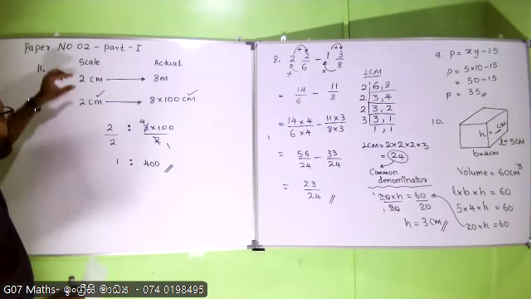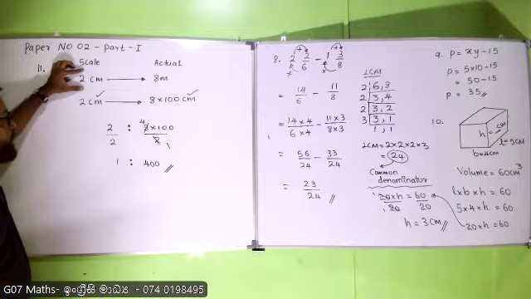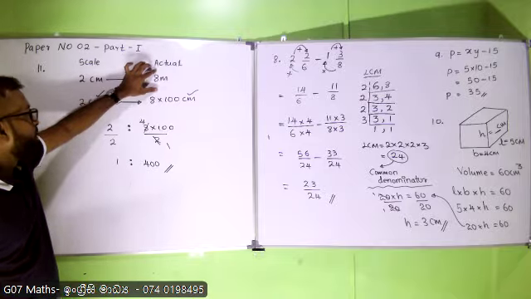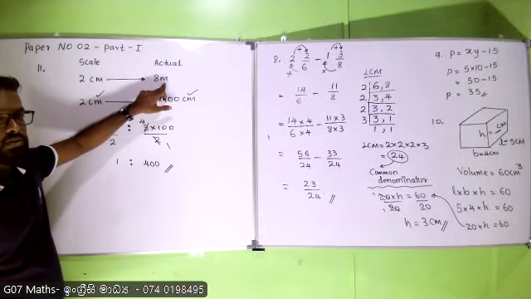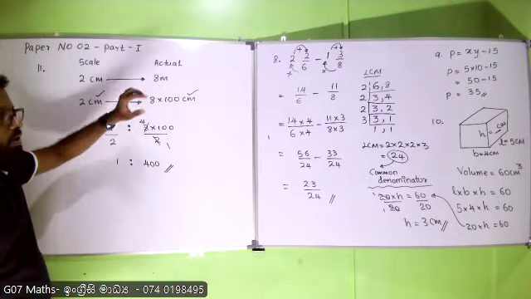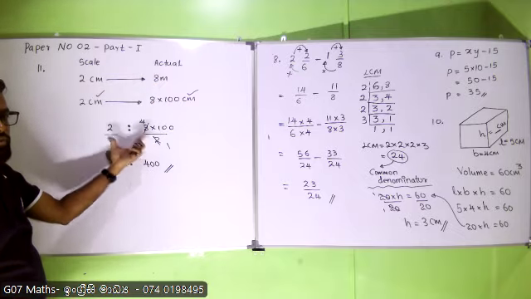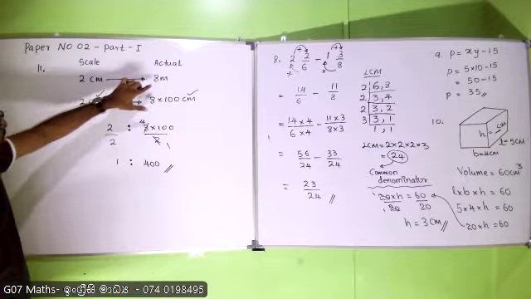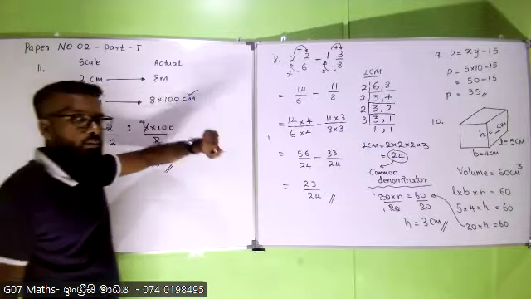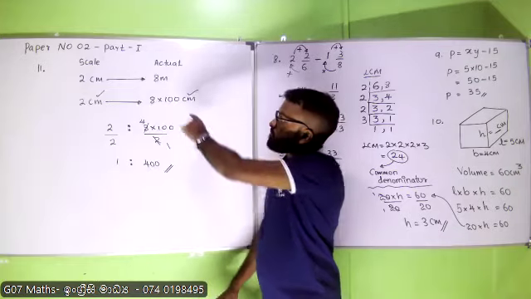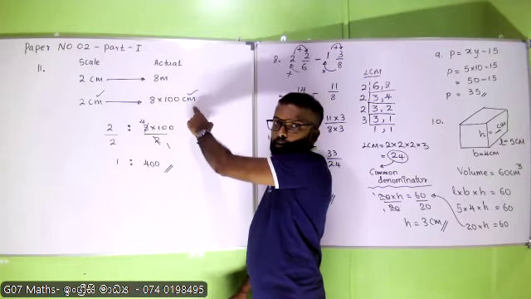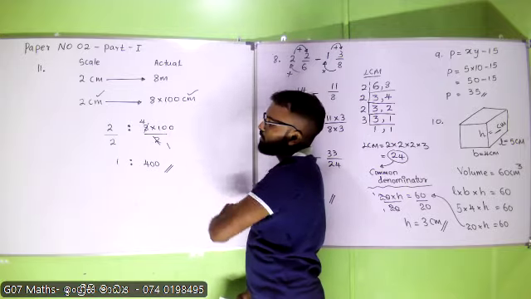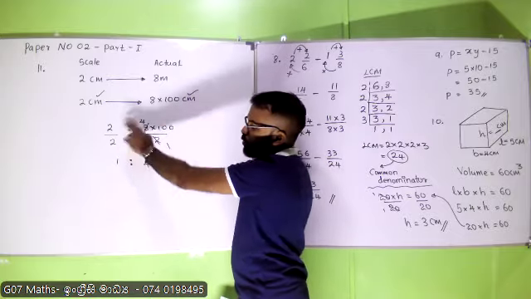So first of all, you have to write down 2 centimeters represent 8 meters. Here we have centimeters, here we have meters. If we have two different units, we cannot express it as a ratio. So we are going to convert this meter into centimeter. Centimeter is the smaller unit. So we are going to multiply 8 by 100, which is 800. So 2 to 800.